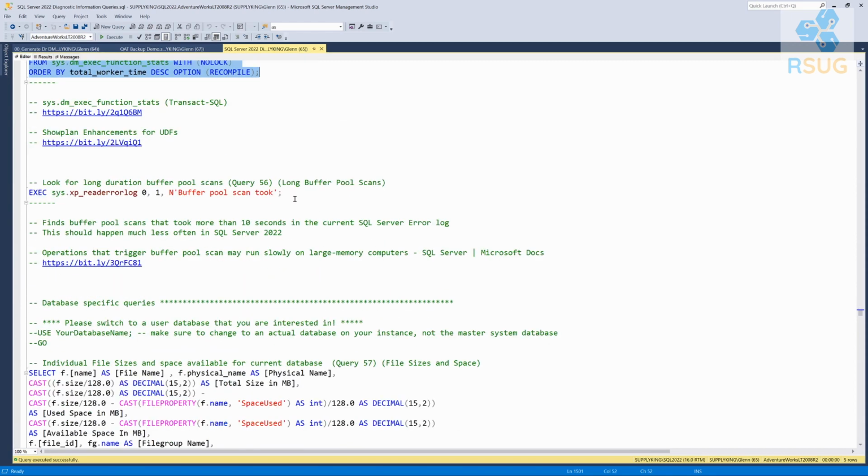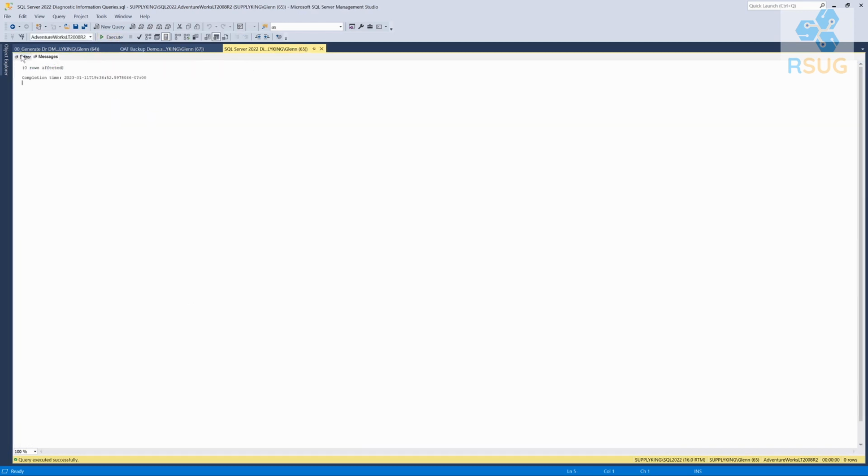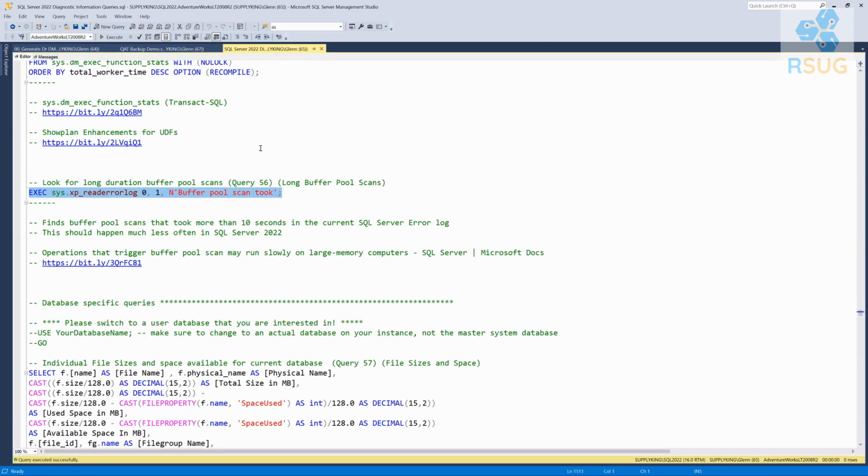Okay, and then this is another new one. Ever since SQL Server 2016 SP3, they keep track of this. If a buffer pool scan takes more than 10 seconds, they'll note it in the error log. And they made an improvement in SQL Server 2022 to use parallel buffer pool scans. So this is another way to help build the case to upgrade to SQL Server 2022.